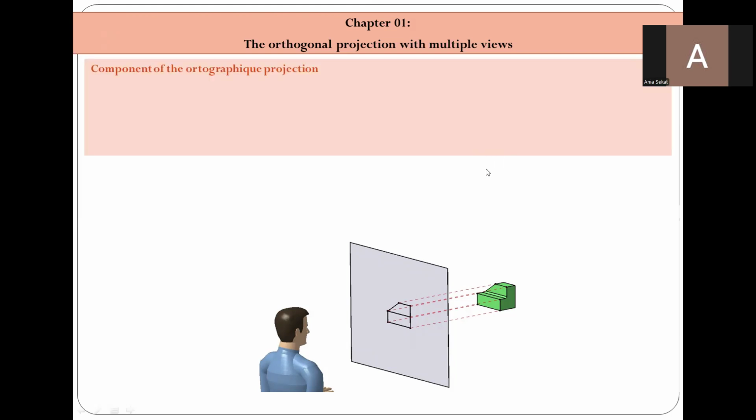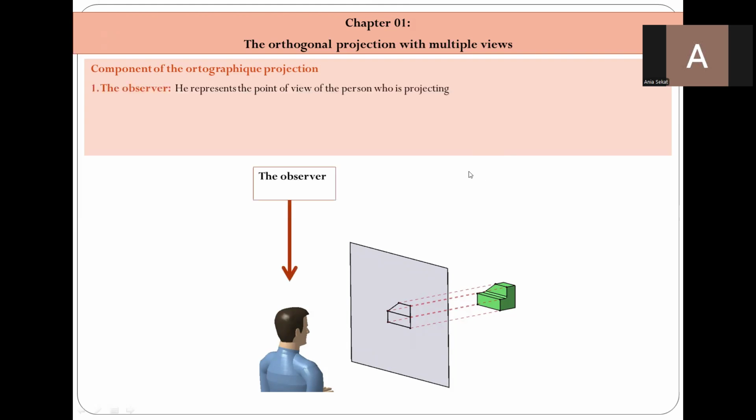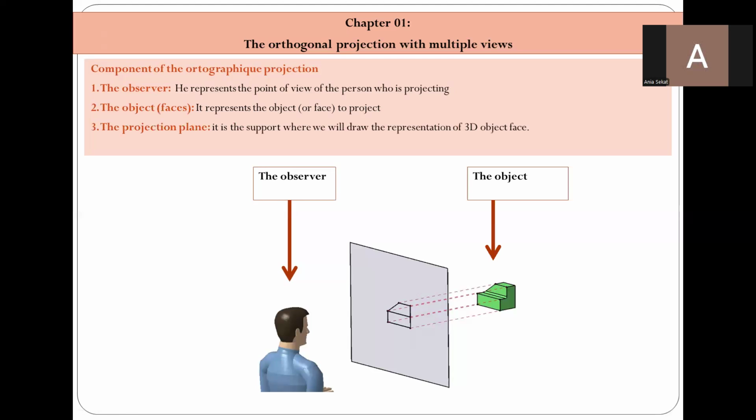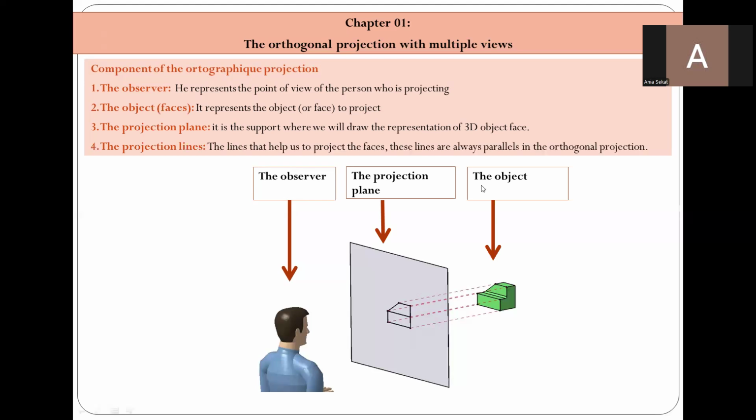Components of orthographic projection. First one, the observer. He represents the point of view of the person who is projecting. Second, the object. It represents the object or face to project. Third, the projection plan. It is the support where we will draw the representation of the 3D object face. Fourth, the projection lines. The lines that help us to project the faces. These lines are always parallel in the orthogonal projection.